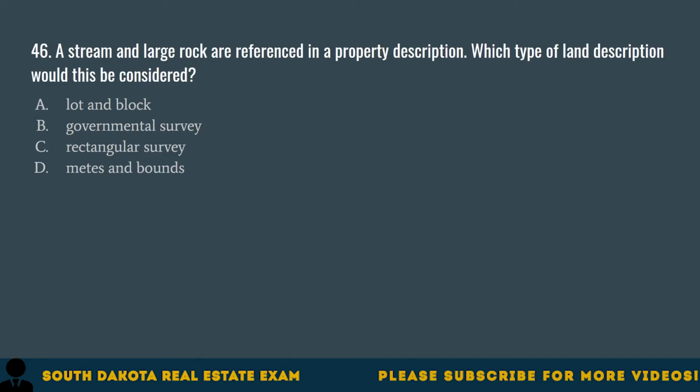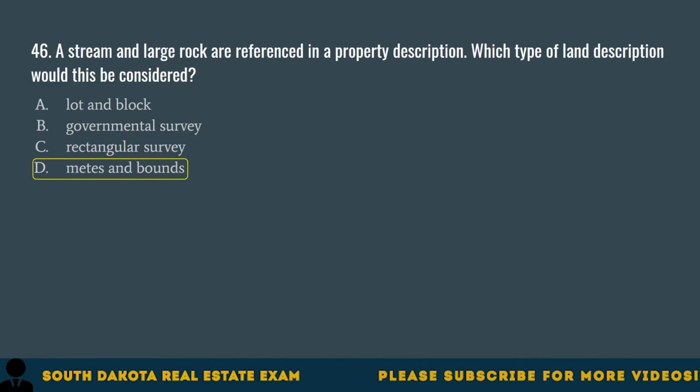Question 46. A stream and large rock are referenced in a property description. Which type of land description would this be considered? A. Lot and block, B. Governmental survey, C. Rectangular survey, D. Metes and bounds. The correct answer is D.